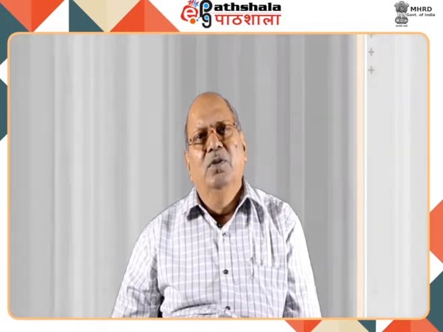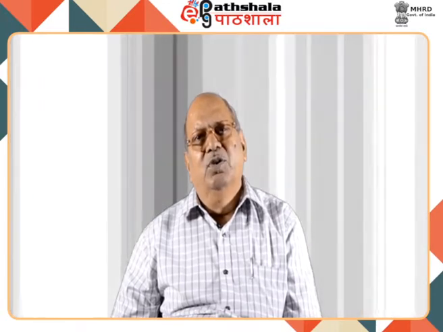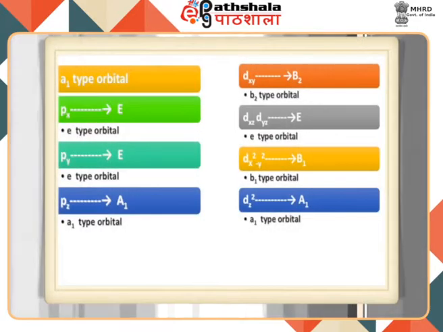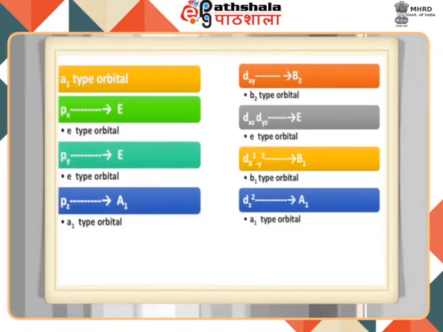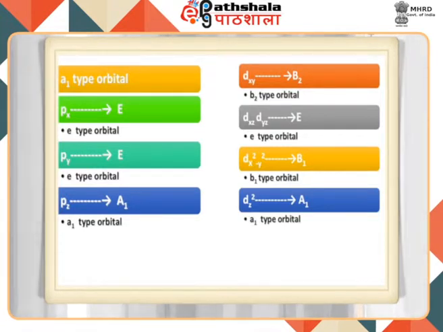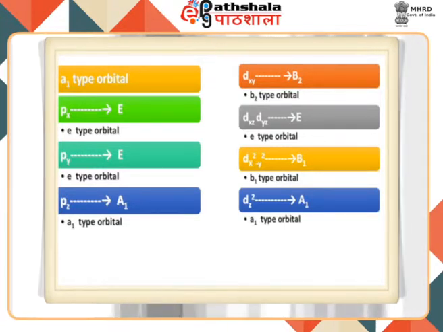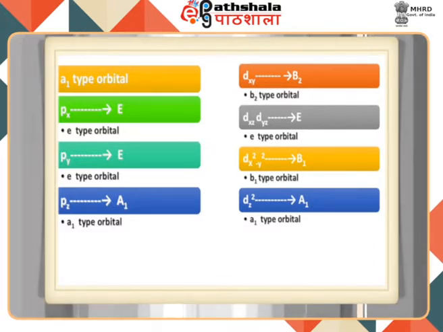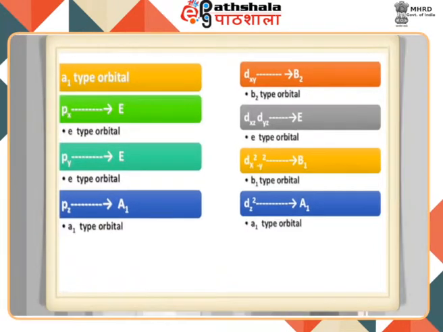Now we look at the symmetries of the various atomic orbitals, which are given as: s belongs to A1, px belongs to this, py belongs to this, and pz belongs to this. Similarly, we look at the symmetry of the d orbitals.